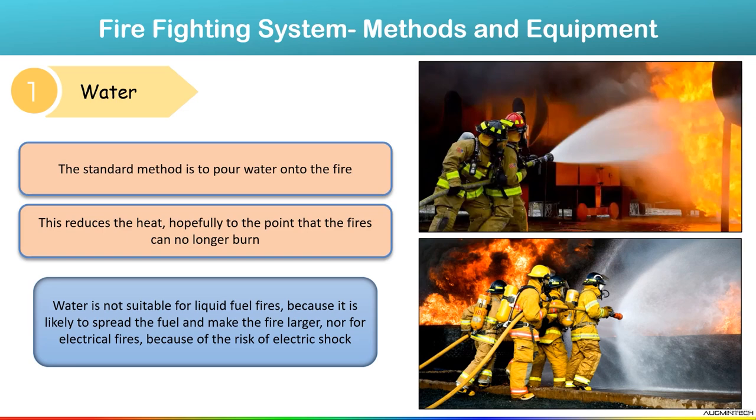See, here it is written, if you use water on a liquid fuel fire, suppose petrol or diesel, if fire occurs on petrol or diesel and you use water at that time, what happens? It is likely to spread the fuel and make the fire larger. And it is also telling that we do not use water for electrical fire because of the risk of electric shock. And one more thing you have to remember, water is also not used for oil fire, because it also increases the size of the fire. So this is our first point about water.